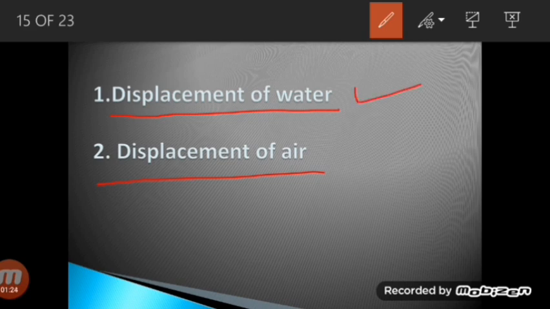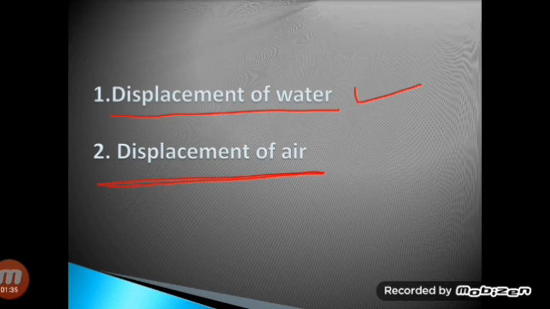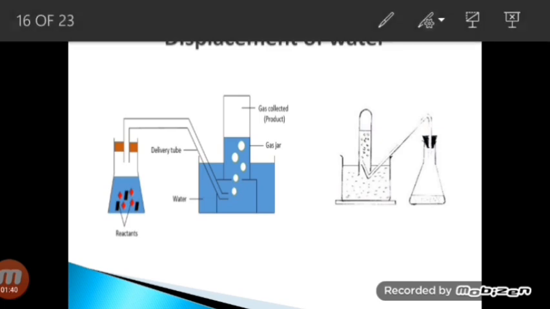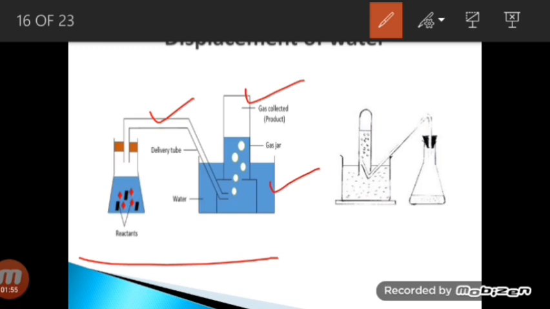In case of displacement of water, we are going to compare the solubility of the gas in water. And in case of displacement of air, we are going to compare the density of the gas to the air. Next, in displacement of water, this is the experimental setup which is used. Here we have one water bath, and here we have this gas jar which is inverted inside it. Here you can see this is the delivery tube which is used.